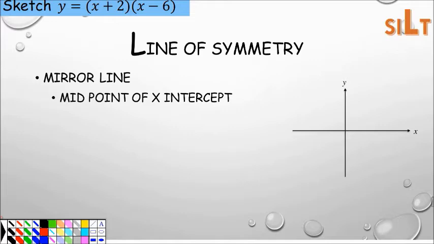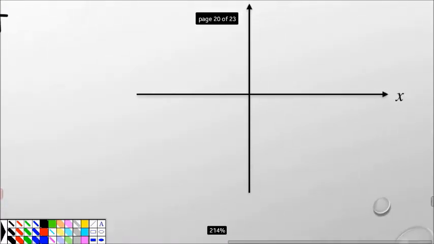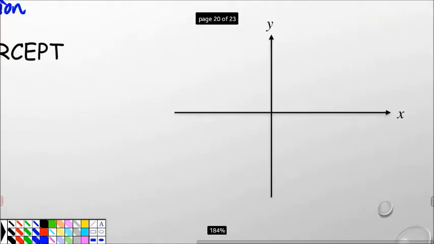Next, let us look at line of symmetry. We say that line of symmetry is the mirror line or the reflection line. So let us look at the graph again. Now I want to find the reflection line. Let us plot the -2 and the 6 as the x-intercept.